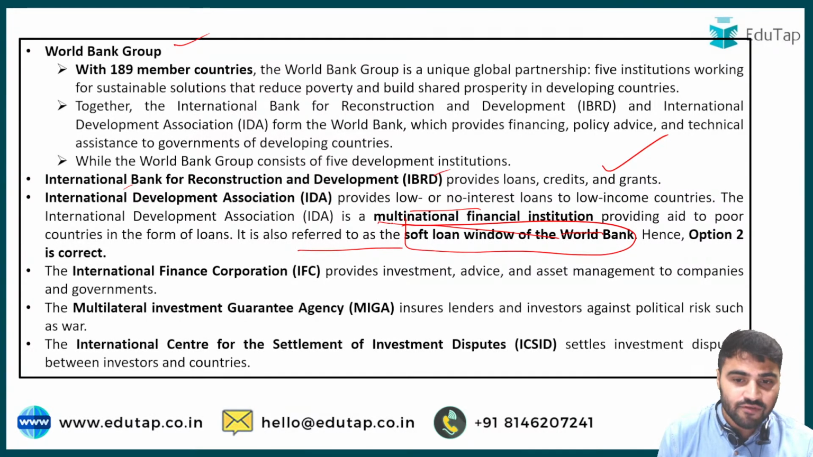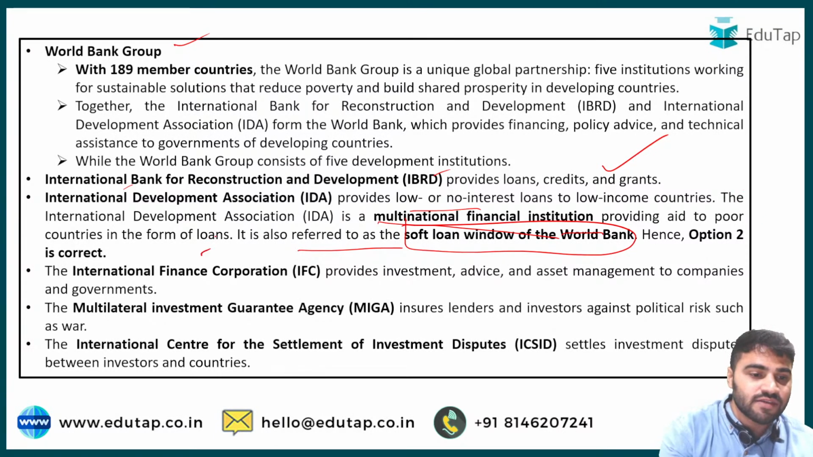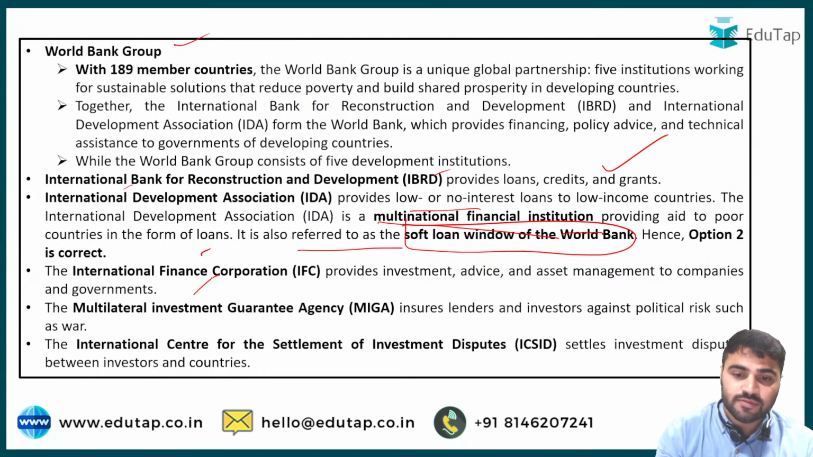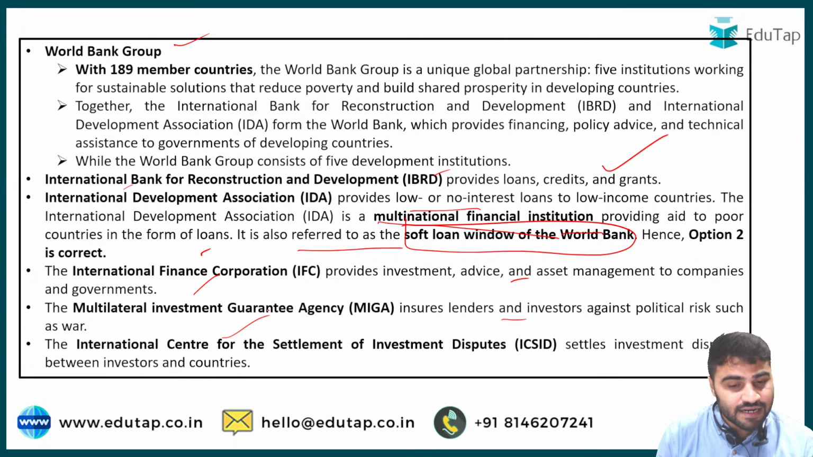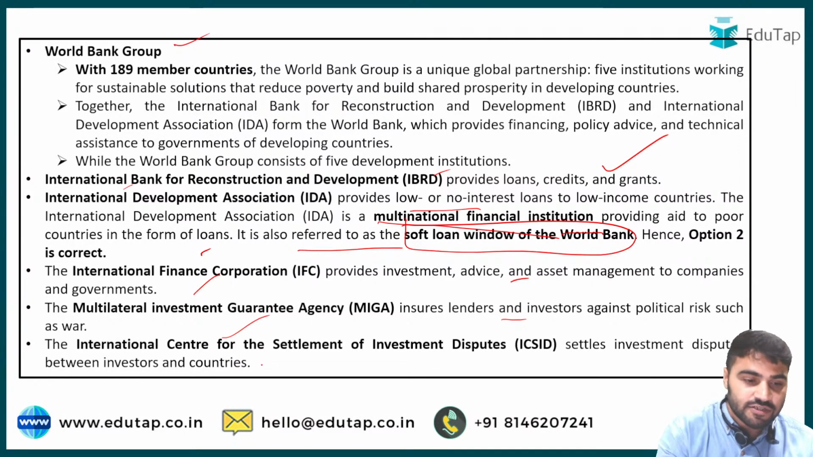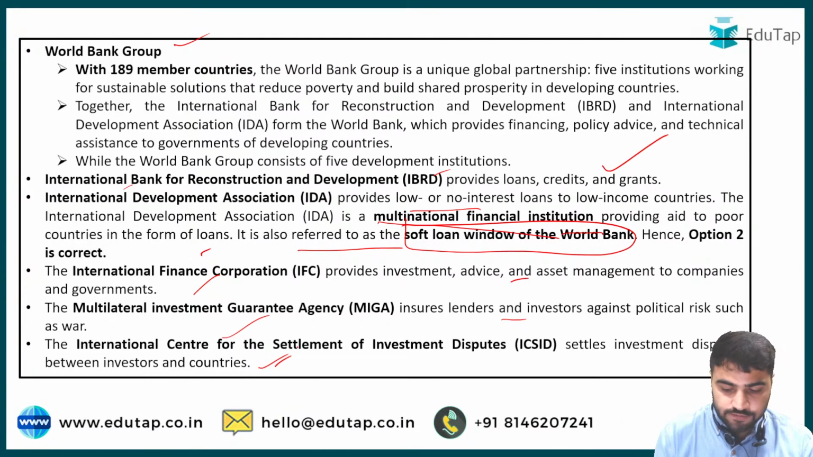You must know the reason why it is called the soft loan window of the World Bank, because it provides aid to poor countries in the form of loans. Similarly, you can read about the International Finance Corporation, which provides investment advice and asset management to companies and governments. MIGA, the Multilateral Investment Guarantee Agency, insures lenders and investors against political risks such as war. And ICSID, the International Centre for Settlement of Investment Disputes, settles investment disputes between investors and countries. So if you have an idea about the World Bank Group, then definitely you can solve this question.